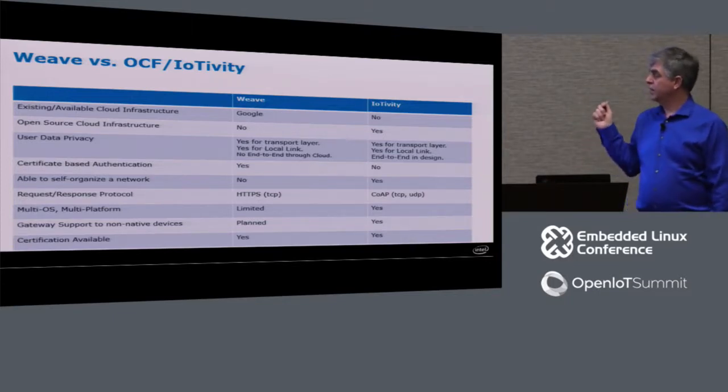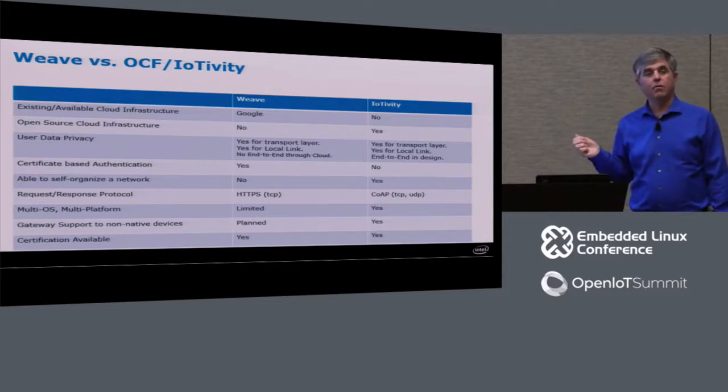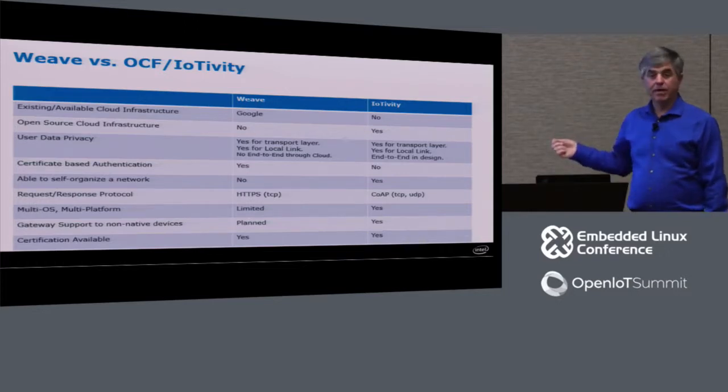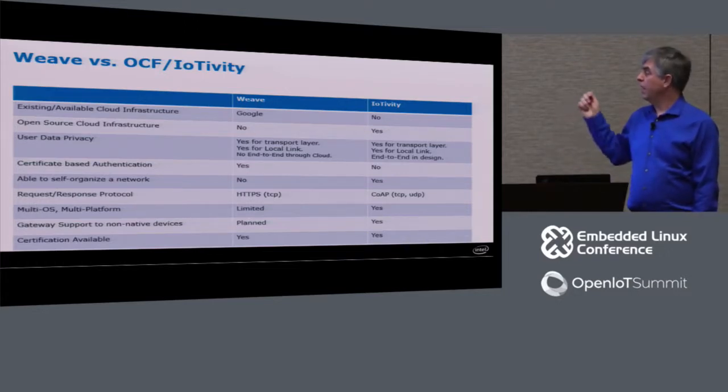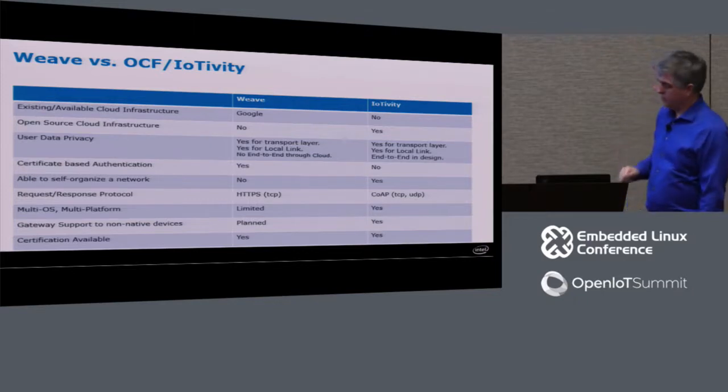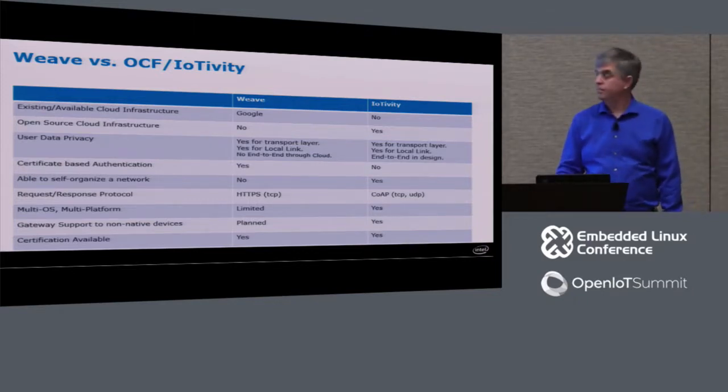IoTivity already has some support for gateways to non-native devices. For instance, if you want to talk to a Zigbee device from IoTivity, I'm told they already have plugins to do that. That's certainly planned for Weave devices, but not there yet. And there are certification programs available for both of them.